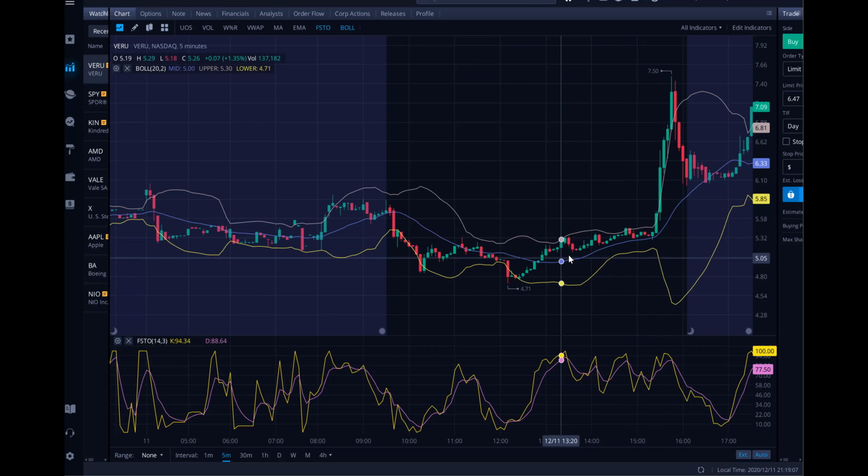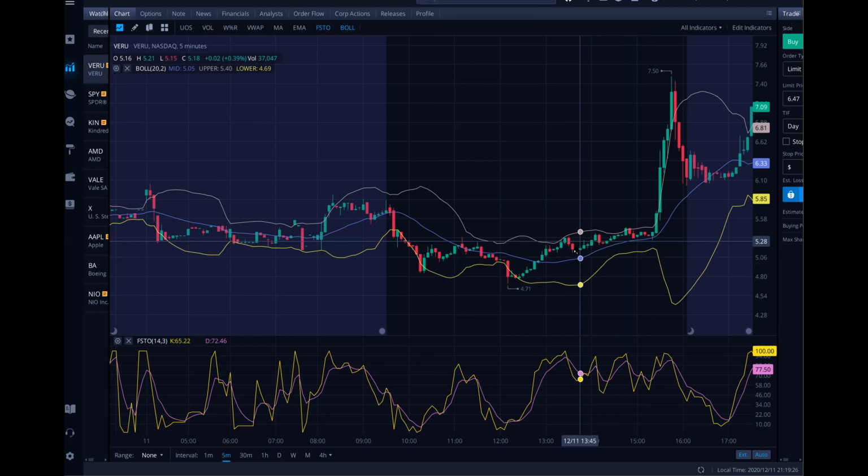The white and yellow lines were far apart, but as the squeeze happens, you can kind of pinch it with your fingers and see a squeeze occurring there. And then you can see as soon as it touched that top line, it went. And then how do you know what direction it's going to go, because of the candle?